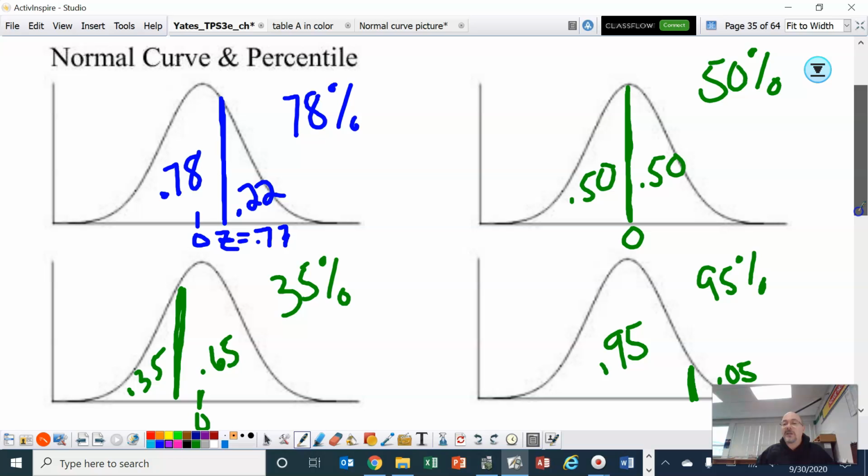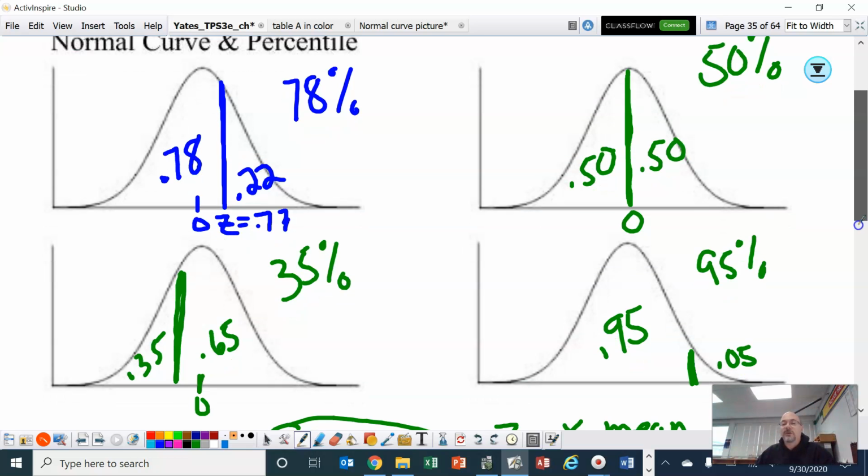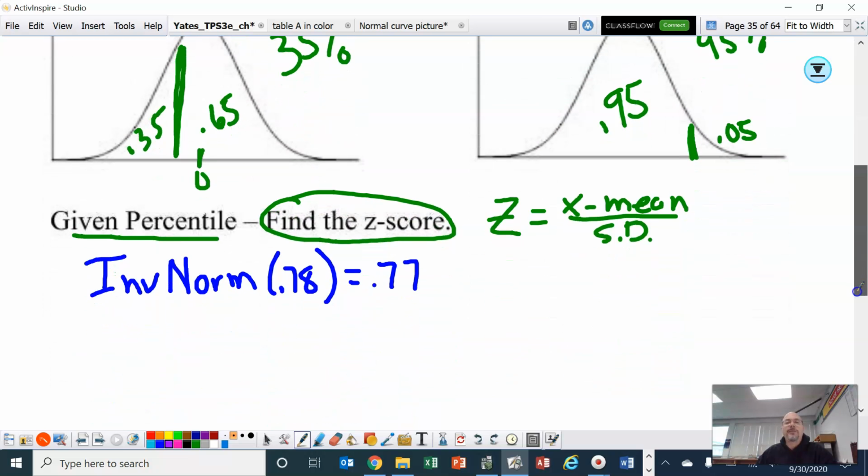Well, the 50th percentile, you already know. You don't need to use inverse norm for that. It's 0. But let's look at the 0.35. Let's look at this one. What would this z-score be right here at 0.35?